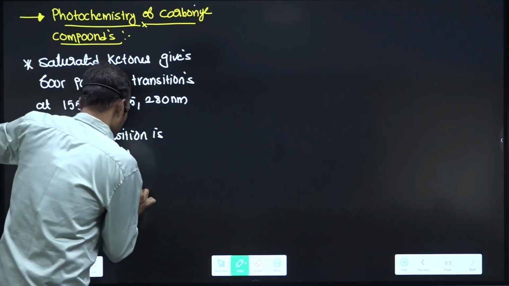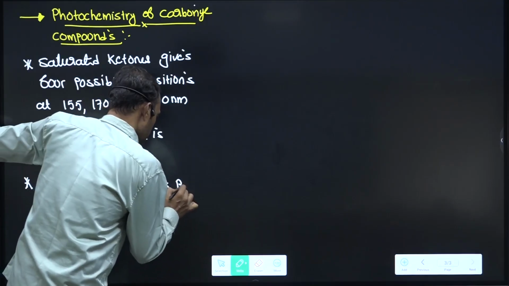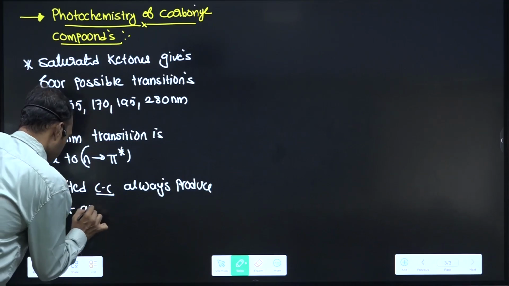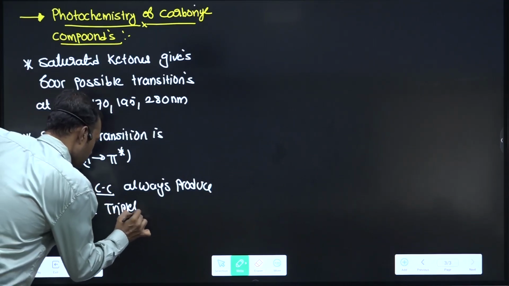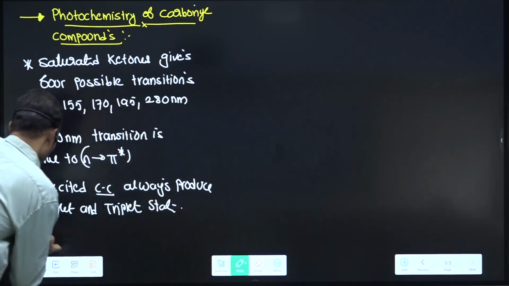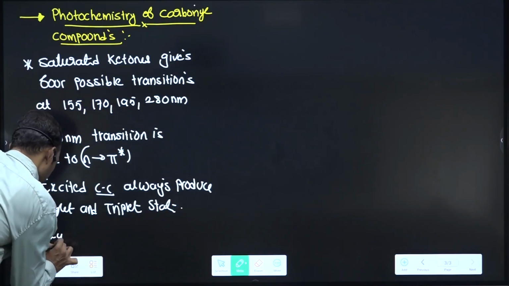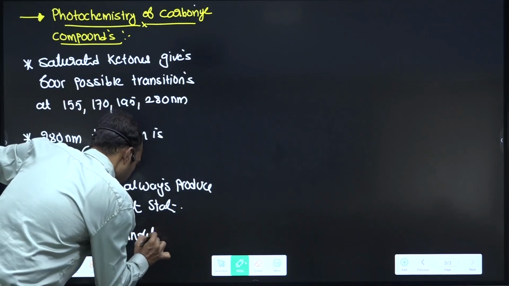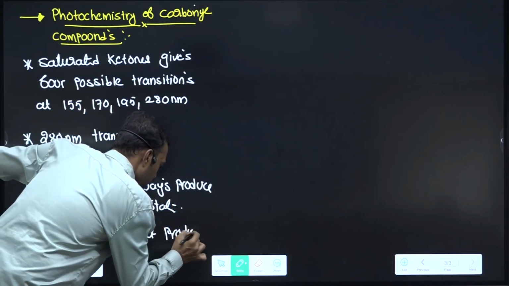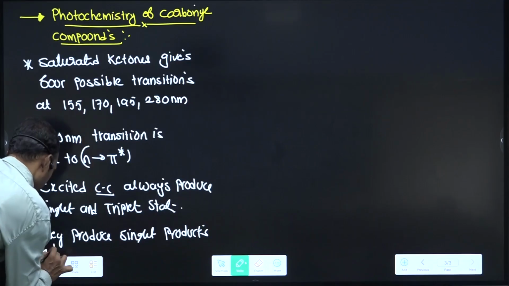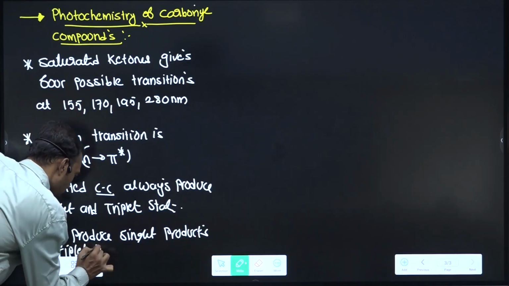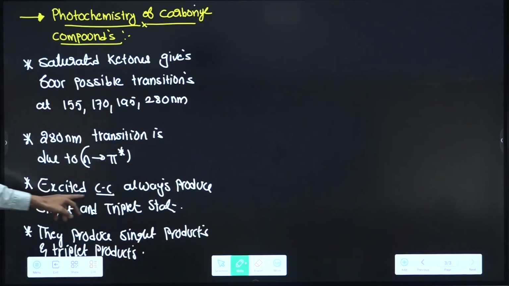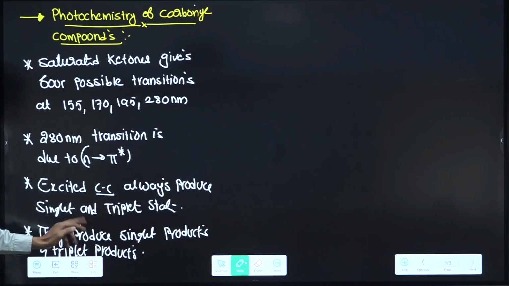Excited carbonyl compounds always produce singlet and triplet states. And in the same way they produce singlet products and triplet products. Both products are different. An excited carbonyl compound always produces 2 states because of efficient ISC.